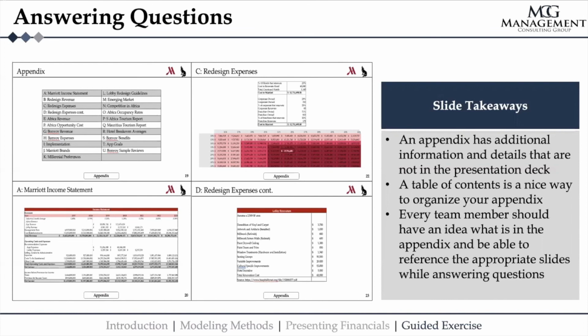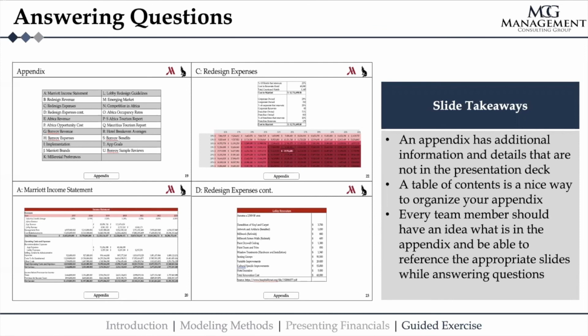Something that we recommend too is to have a table of contents as a nice way to organize your appendix. This will save you time rather than running through all of your slides to try to find the one associated with what you're looking for. This will also ease the judge if they look back at your slide deck and are trying to find a certain thing in association with one of their questions.